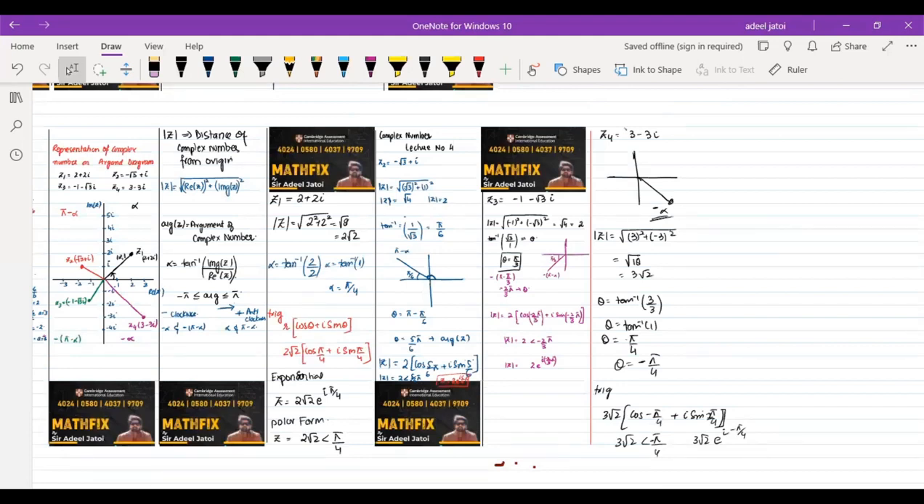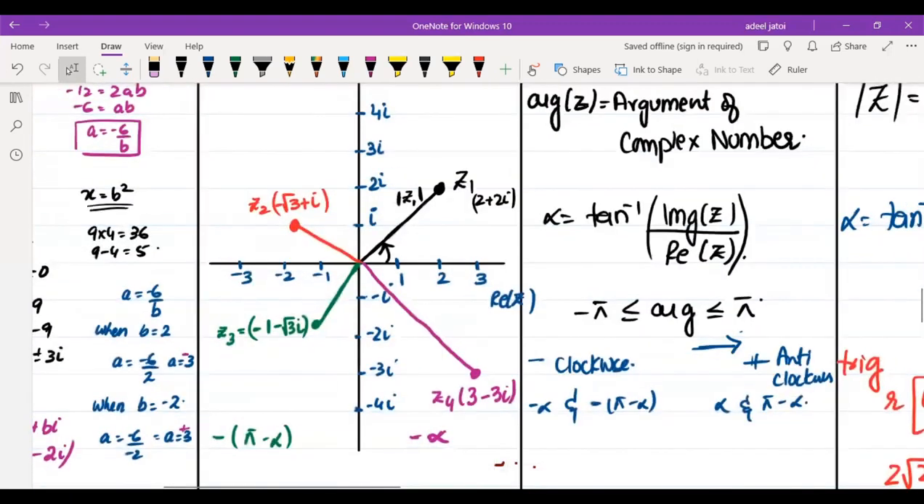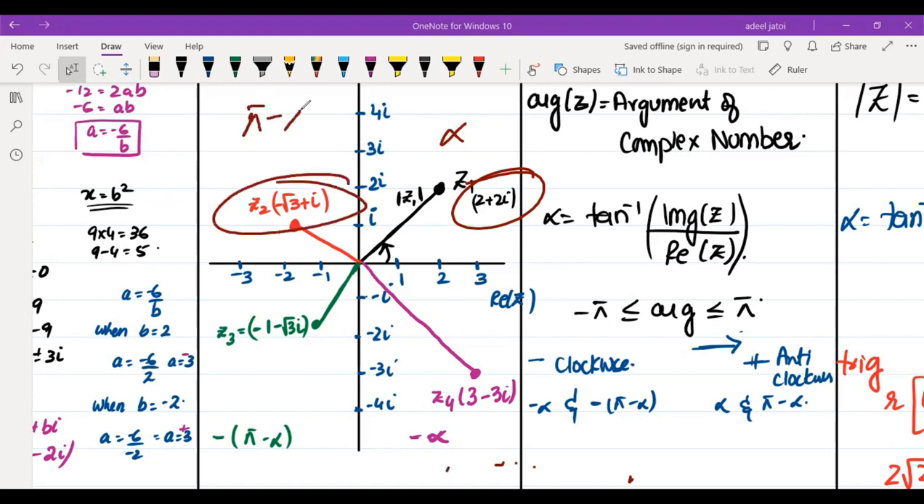But remember this, that wherever the complex number is there on the axis, we'll be looking forward for that. Suppose in the first part it was 2 plus 2 iota. So the answer was alpha. In the second part, this was minus under root 3 plus iota. So here we had pi minus alpha. Since both were negative, this becomes the third quadrant. This becomes minus, obviously, minus bracket open pi minus alpha.